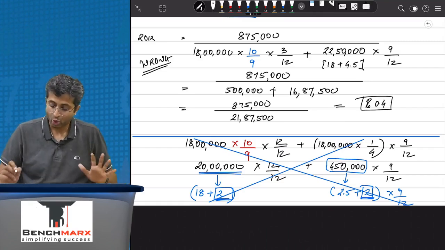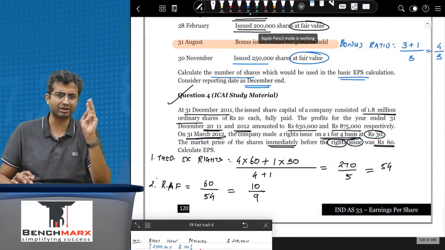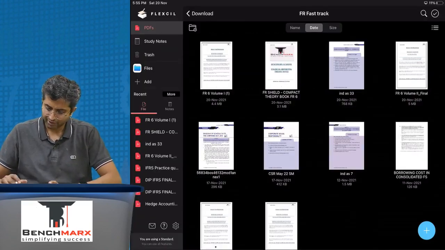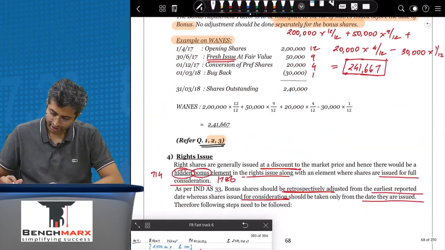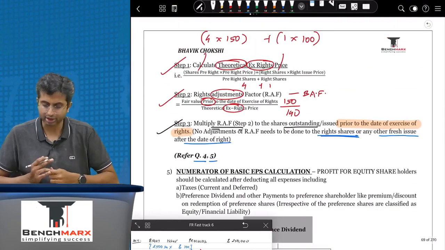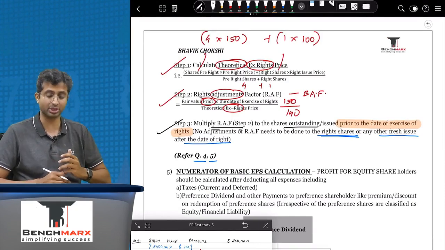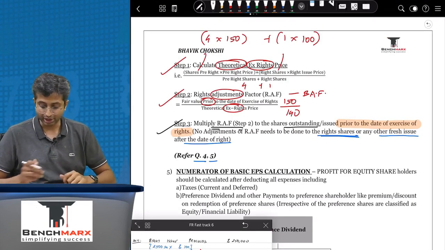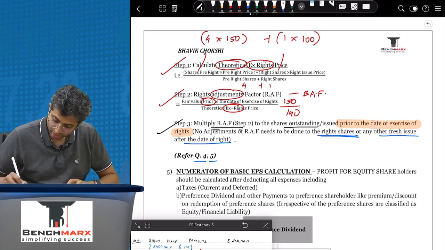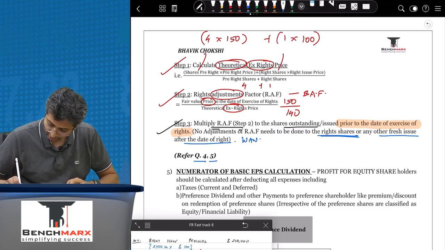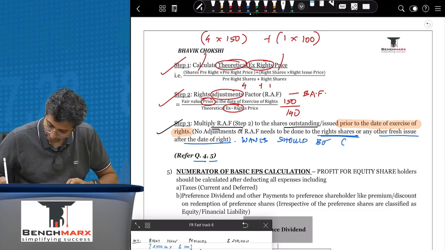So this is 0.4. What do we have to remember in case of a rights issue? 3 things. First, you will calculate the theoretical ex-rights price, then the rights adjustment factor, and then you will multiply the RAF to the number of shares outstanding prior to the date of rights. Add one more thing here: it should be calculated on a cumulative basis.